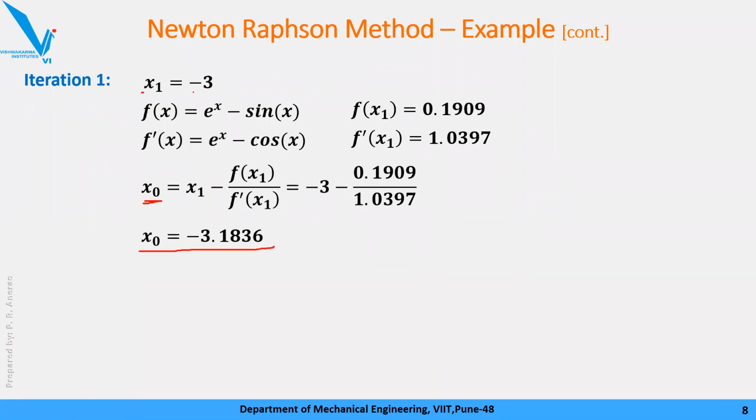So we started with x1 equal to -3. Now we have a root value equal to -3.1836. Okay, so if you are satisfied with this value, stop here. That is your answer. If not, you have to move ahead. आपको और iteration करने पड़ेंगे.